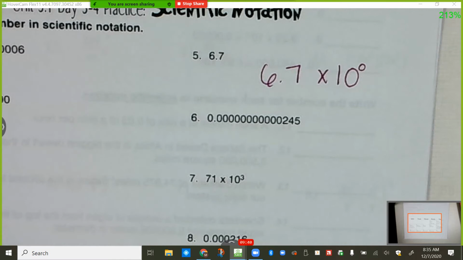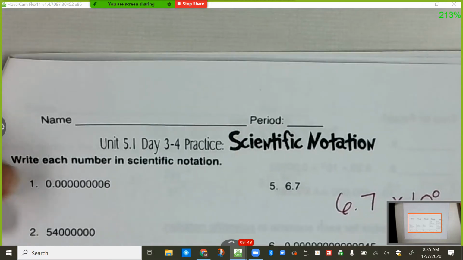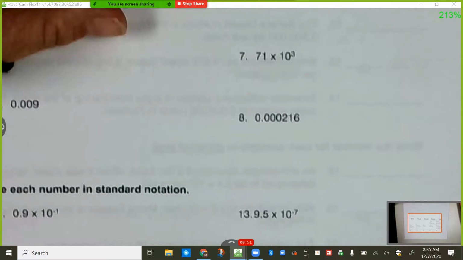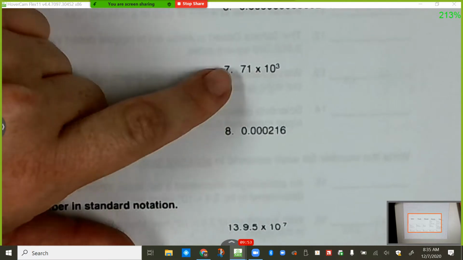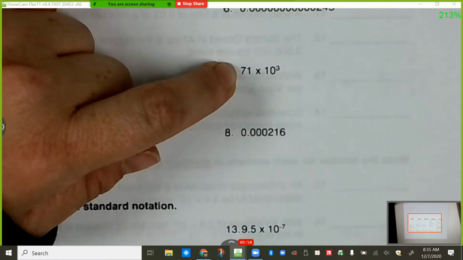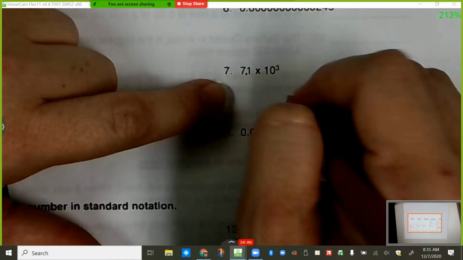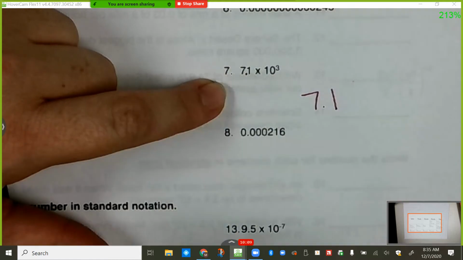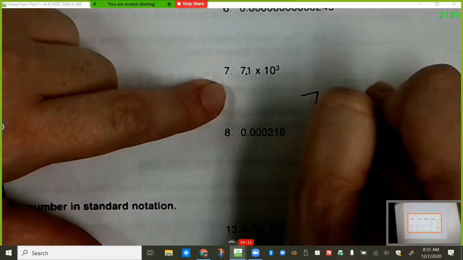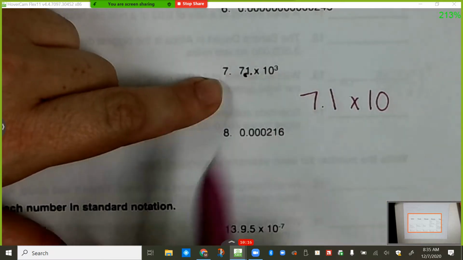What about number 7? We're looking at that one next. Okay, now look at number 7. I want you to realize the instructions here said write each number in scientific notation. Well, this is kind of in scientific notation, but is it correct scientific notation? No, because that's 71. How many numbers are you supposed to have to the left of your decimal? Just one. Okay? It's supposed to be 7.1, but it told me 71. So I want 7.1 to be proper scientific notation. Ignore my decimal. Technically, it's 71 times 10 to the third power.